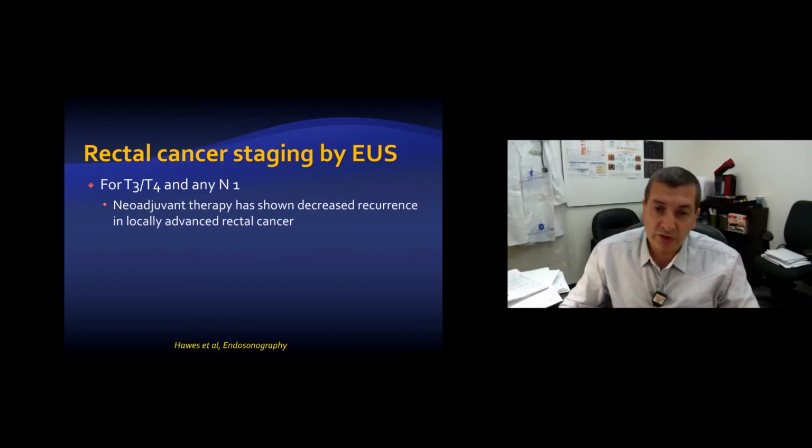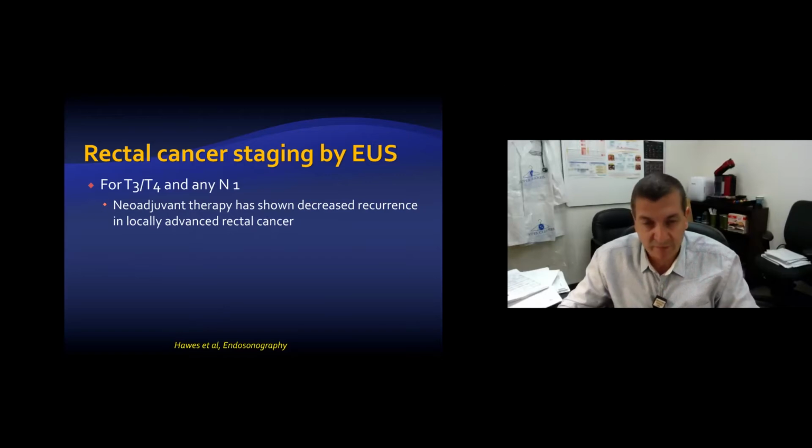So you don't go to surgery, you go to neoadjuvant therapy first, even for a small tumor. That's the real reason why rectal EUS staging is still an important tool, because it detects the patients who will benefit from neoadjuvant therapy before surgery.